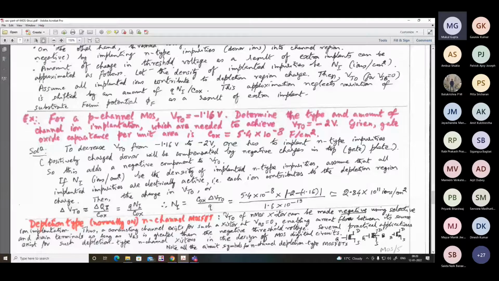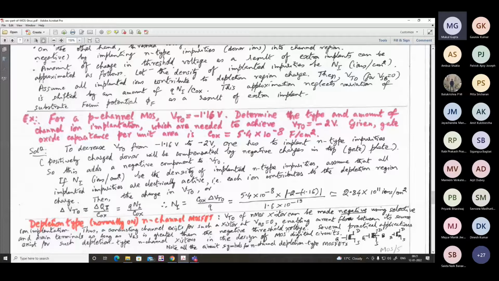So for an NMOS transistor, VTO can be made negative using selective ion implantation. Thus, a conducting channel exists for such a transistor at VGS equal to 0, enabling current flow between its source and drain terminals, as long as VGS is greater than the negative threshold voltage. So in general, the depletion NMOS transistor has a negative threshold voltage, and the depletion type PMOS transistor has a positive threshold voltage.